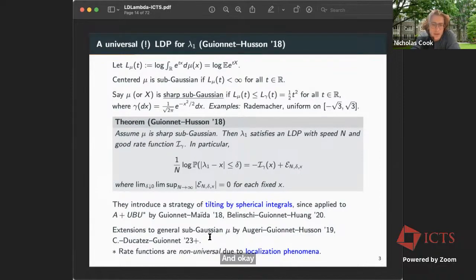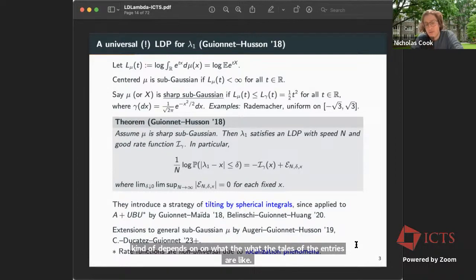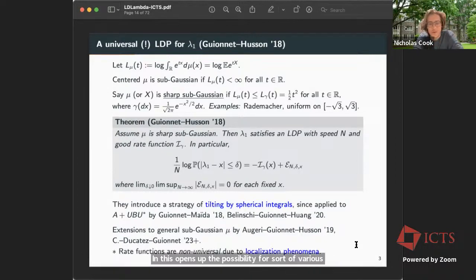So that's for the sharp sub-Gaussian condition. For general sub-Gaussian, this is what we've worked on, and some progress was made by Augery, Guionet, and Husson. The answer that we find is more complicated in the general sub-Gaussian case, because once the tails are a bit heavier, you get some non-universal answers. It depends on what the tails of the entries are like, and this opens up the possibility for various localization phenomena that contribute to the large eigenvalue being large.